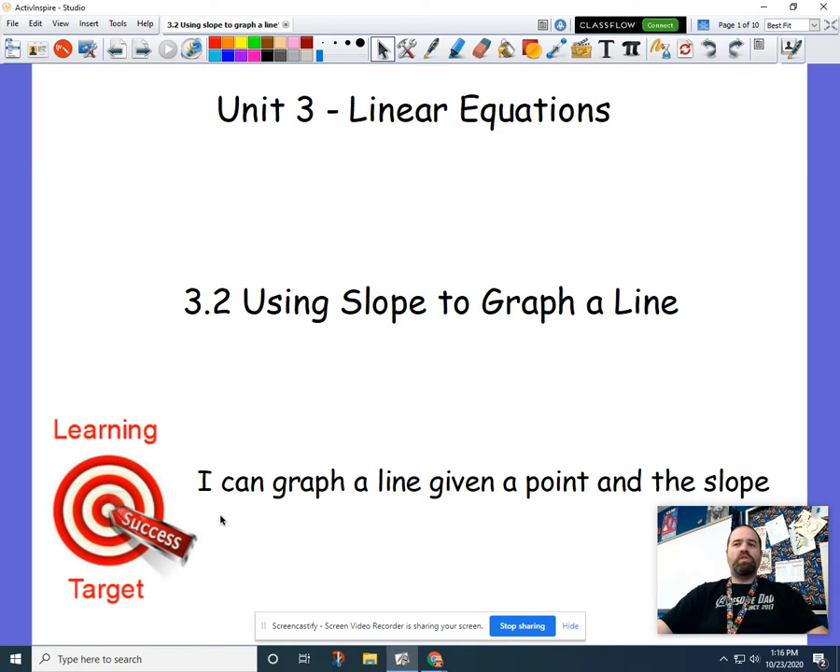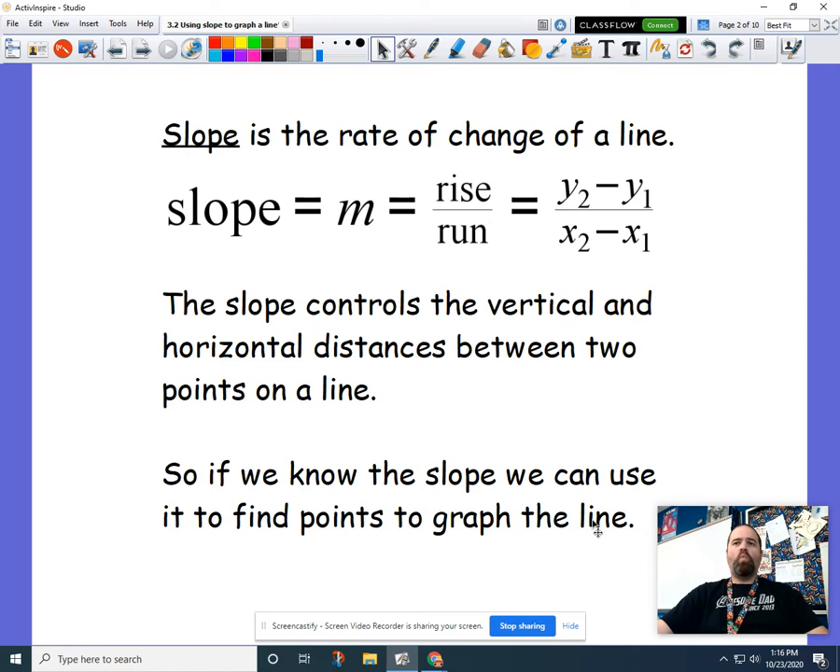Because being able to use the slope and understand how it's used to graph is going to be used a lot the rest of this unit, actually even into the next unit a little bit. So what I want to reiterate is actually what slope is. The slope is how far apart a pair of points is vertically and horizontally. So we're going to use that slope to move vertically and horizontally from one point to the next on our graph.